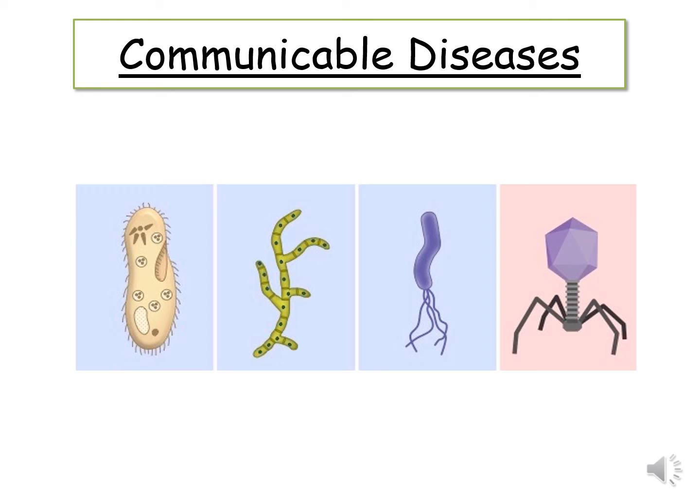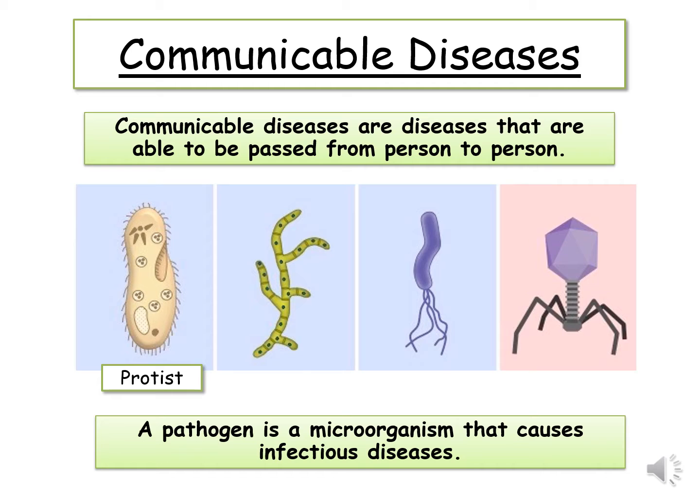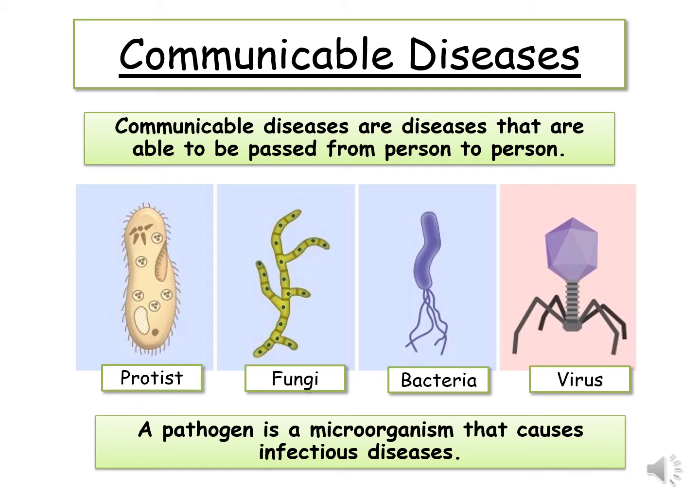In this lesson, we're going to look at communicable diseases. Communicable diseases are diseases that are able to be passed from person to person. A pathogen is a microorganism that causes infectious diseases or communicable diseases. The four pathogens that you need to know are protists, fungi, bacteria, and viruses.